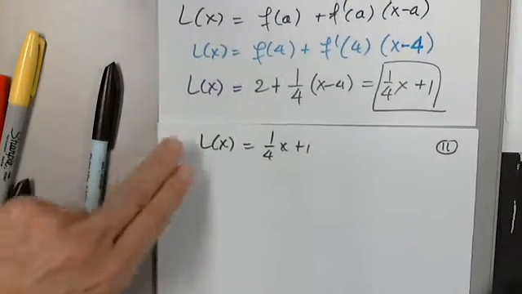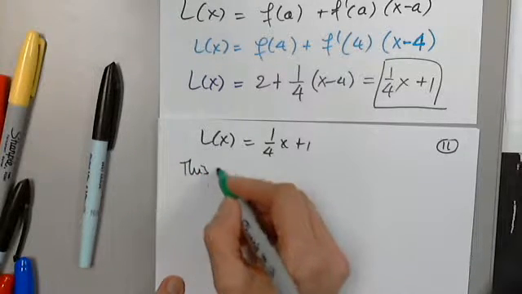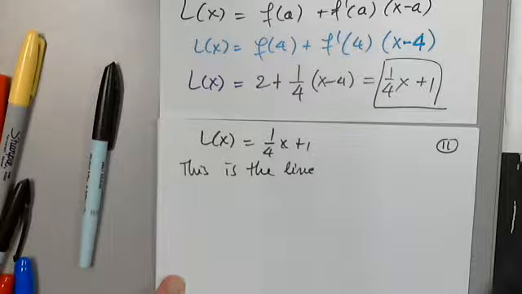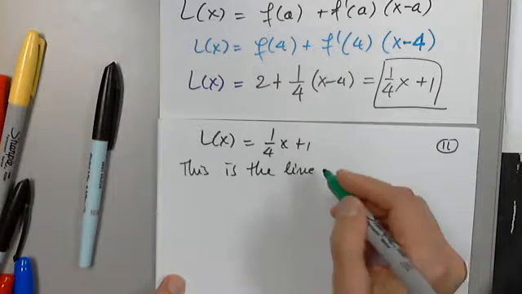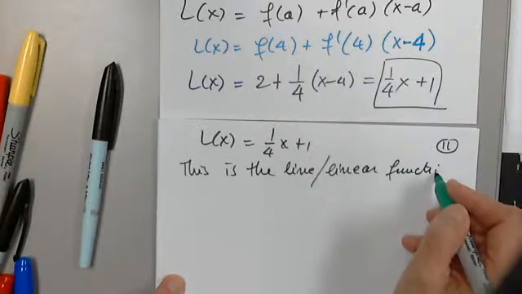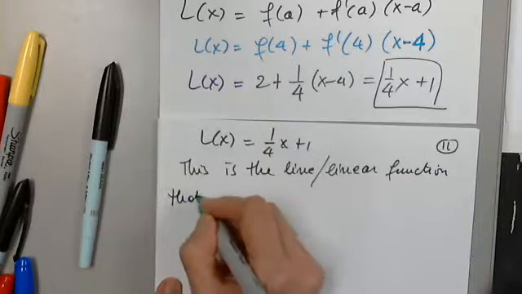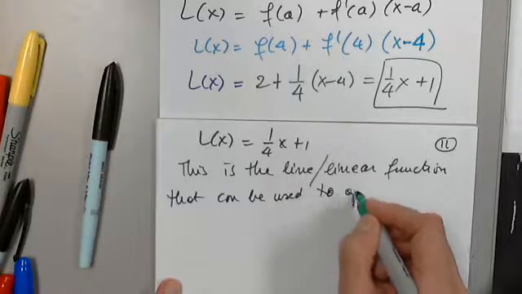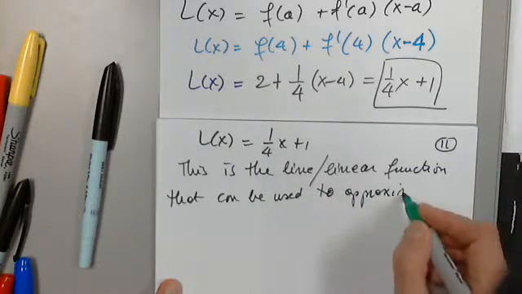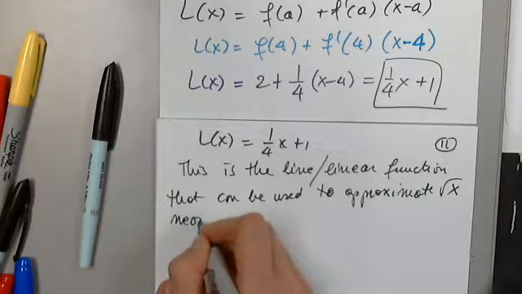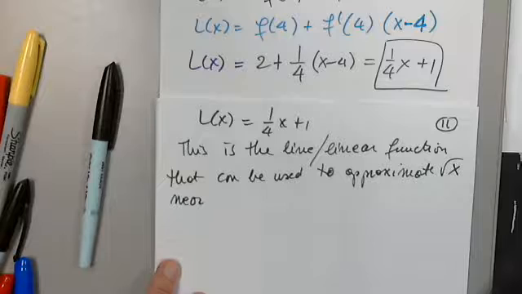So let's write it in words. This is the line that can be used, or the linear function that can be used to approximate the square root of x near, only near, what?